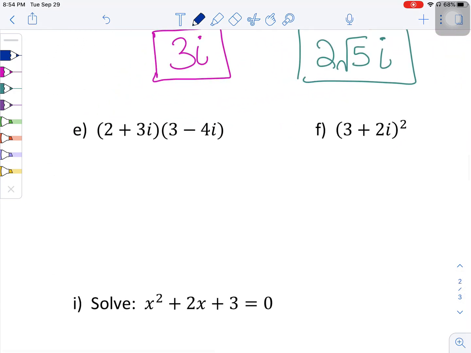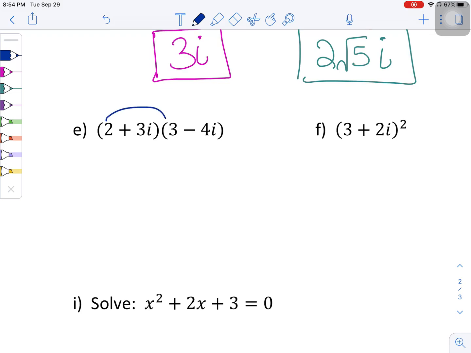what looks like a normal binomial problem. You got a binomial times a binomial. Whatever method you know to multiply this out, multiply it out. If you do distributive property, you do a little box for multiplication, you know FOIL, whatever it is, multiply it out. All right, so I'm going to do distributive property.